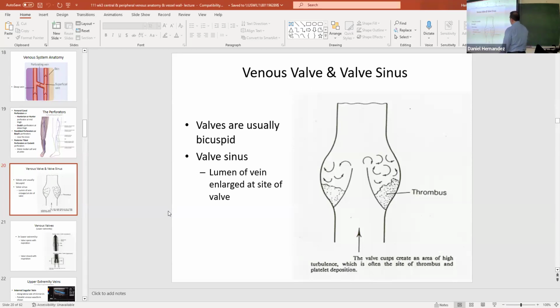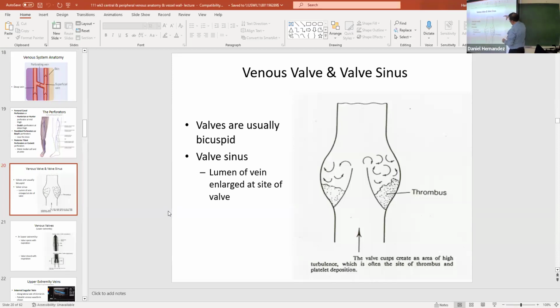This was showing the diagram of what those little valves really look like. So we said the valves are bicuspid, meaning that they have two leaflets or two cusps to that valve. And they're situated within a sinus. So that inner layer, that endothelial layer of the vessel, is where that valve attaches to and comes off of. Typically in the valve sinus, where that valve is located, the vein will actually enlarge a little bit.